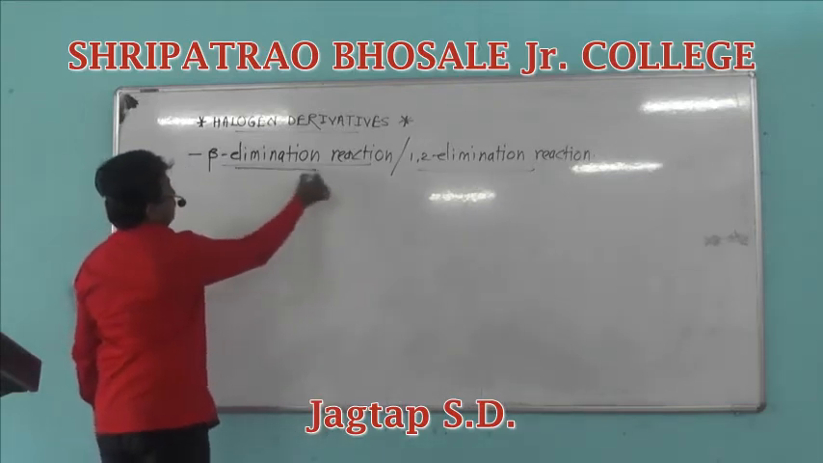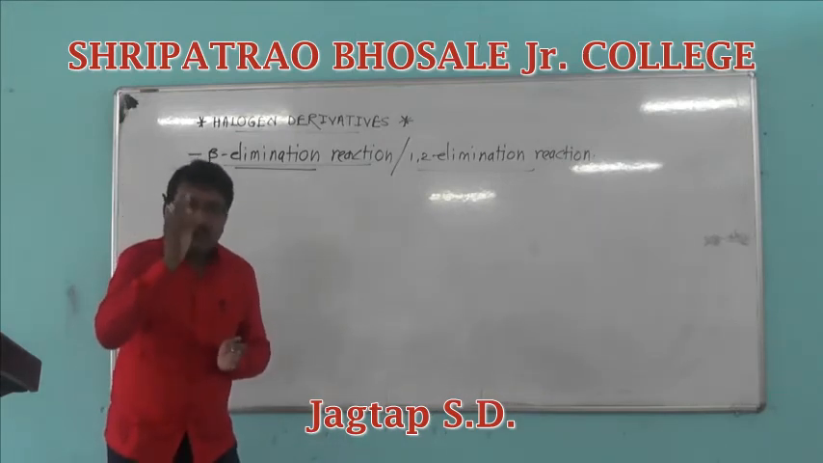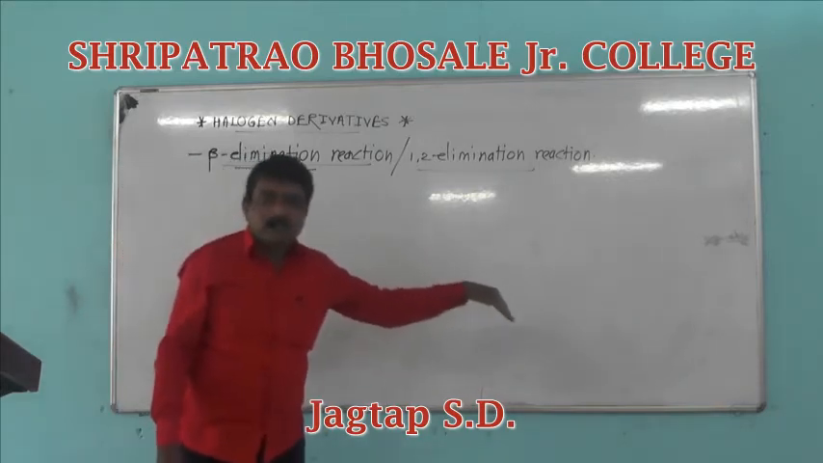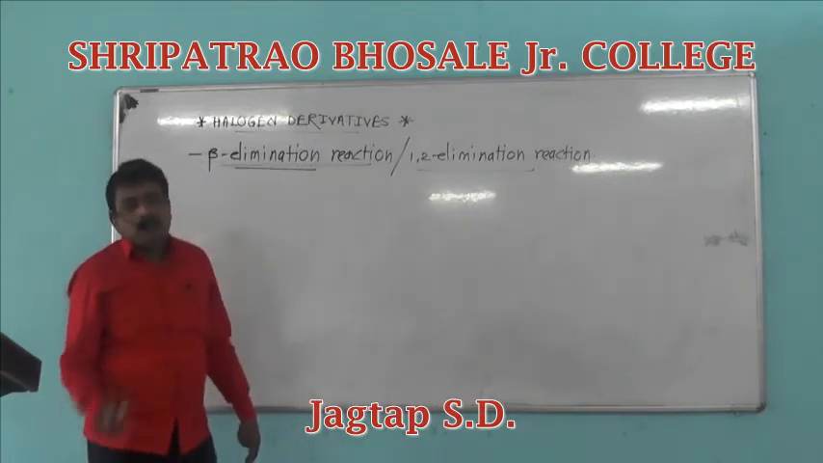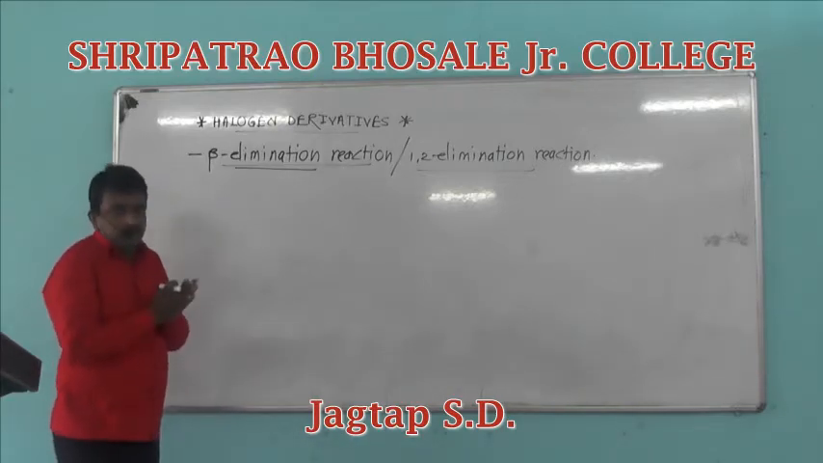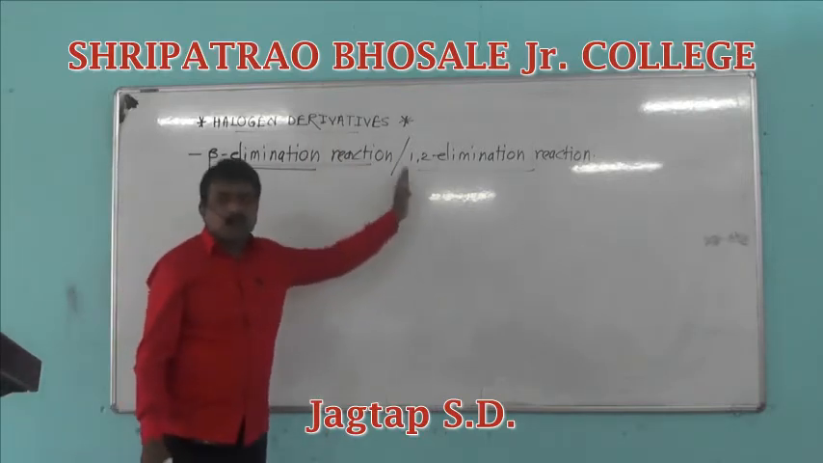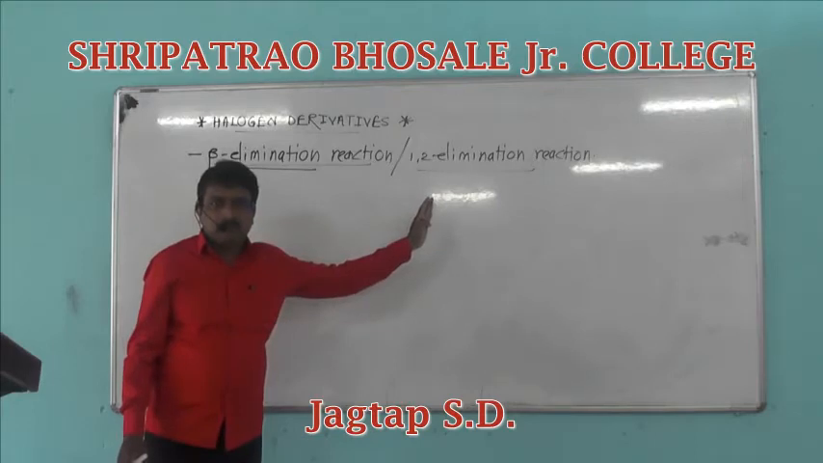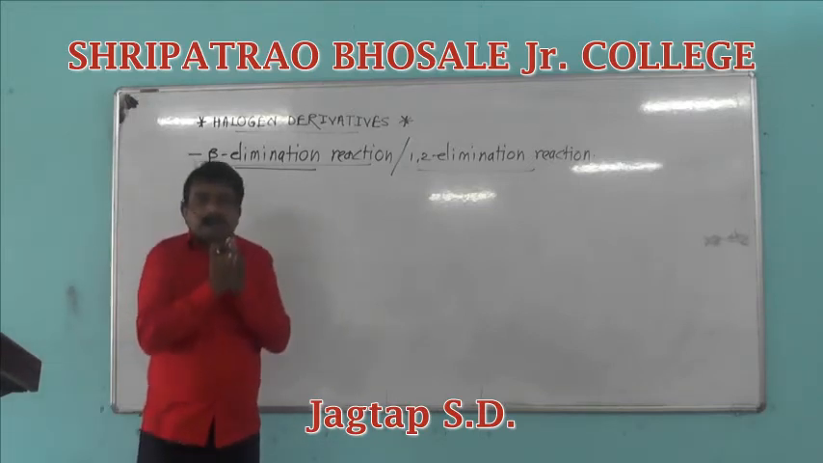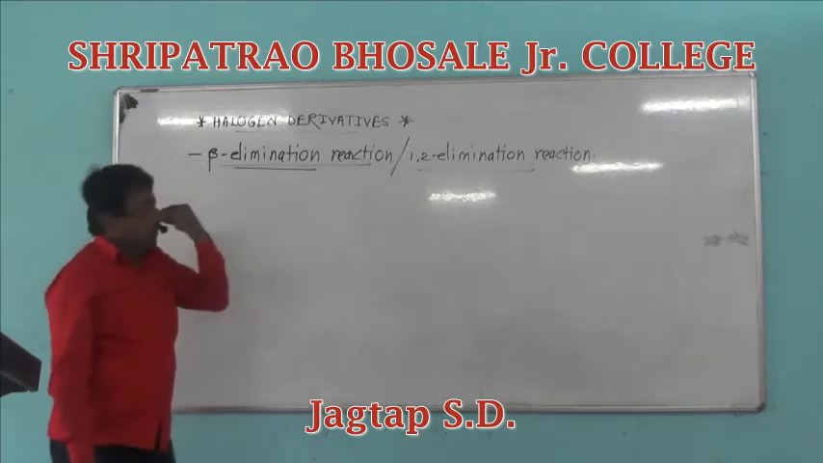Elimination means to remove. The reaction in which two atoms or groups from adjacent carbon atoms in a molecule are removed to form an unsaturated compound is known as a beta elimination reaction or 1,2 elimination reaction. That is, the removal of two atoms or groups from adjacent carbon atoms.